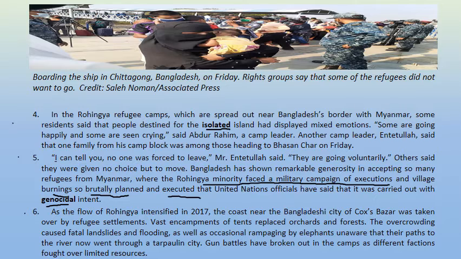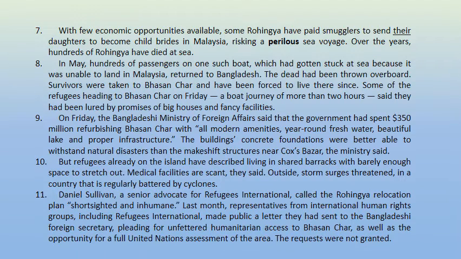Gun battles have broken out in the camps as different factions fought over limited resources. So this is the situation with the camps. Therefore, maybe the government, the Bangladeshi government, feels that it needs to relocate some of those people. With few economic opportunities available, some Rohingya have paid smugglers to send their daughters to become child brides in Malaysia, risking a perilous, or dangerous, sea voyage.